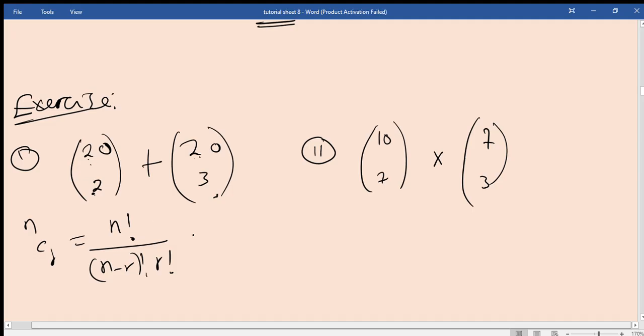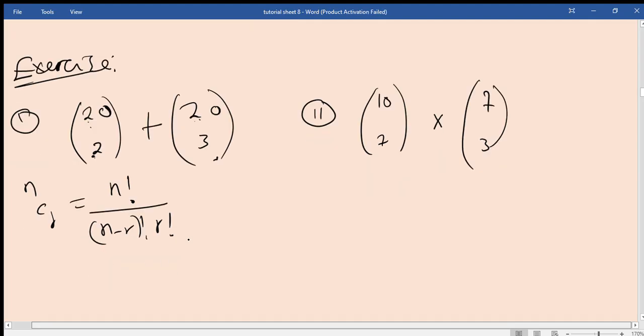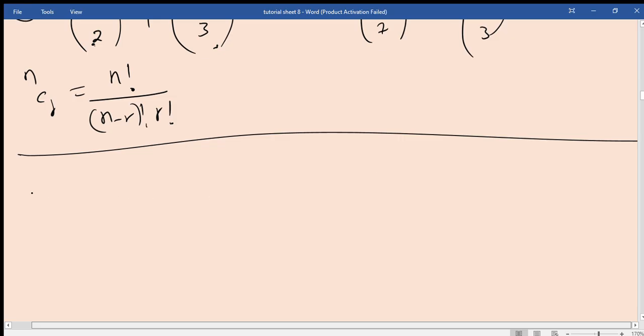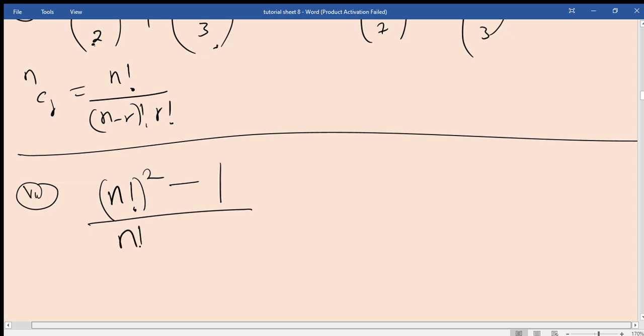Maybe with the remaining few minutes, I can solve this question where we try to simplify n factorial squared minus 1 over n factorial plus 1. So how do we solve this one? How do we simplify this one? The question is to simplify.